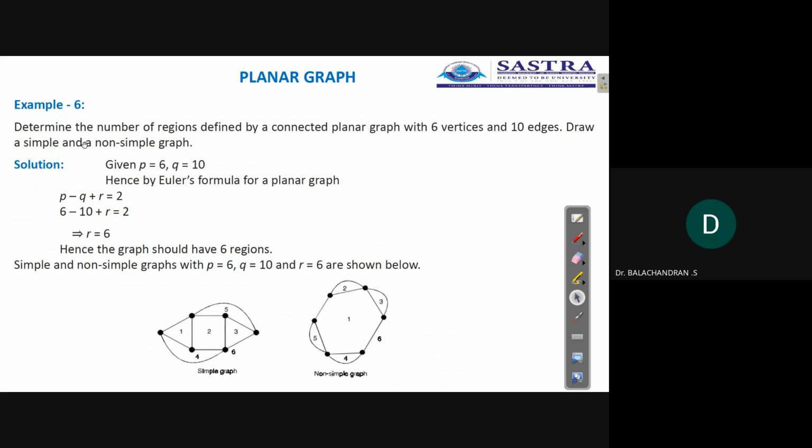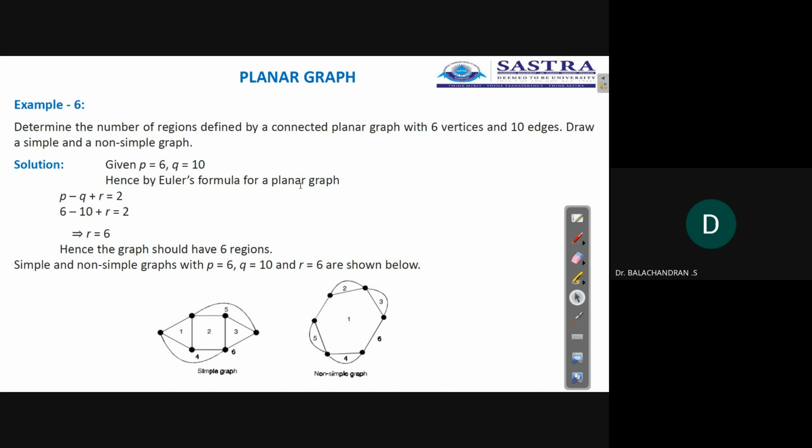Okay, sixth problem. First I'll read the question. Determine the number of regions. They are asking R. So what is given? P is given. P is 6. Q is given. They gave two parameters, and they are asking the third one. P equal to 6, Q equal to 10. And also they are asking to draw a simple and non-simple graph.